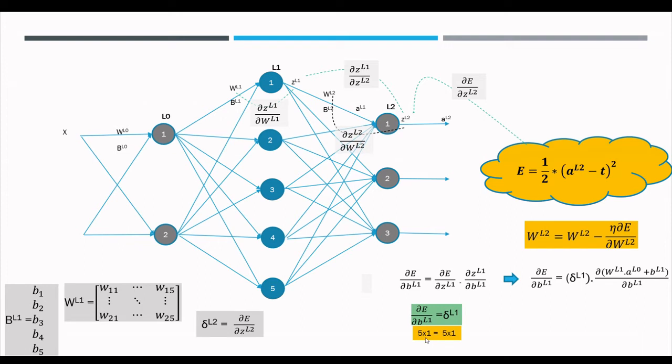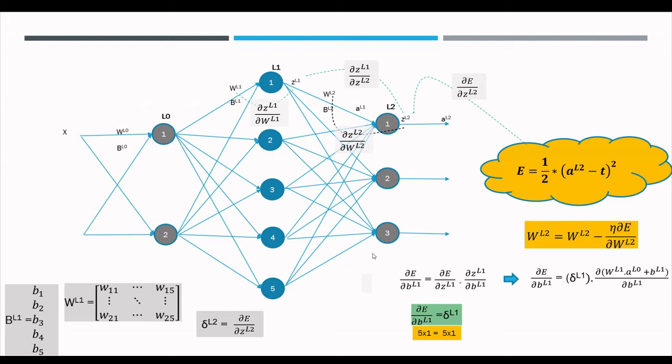Now, is the format correct? Matrix wise, BL1's format is 5 by 1. And delta L1 is with respect to Z, so Z with respect to L1 is also 5 by 1. So these are both correct, and this format is okay.